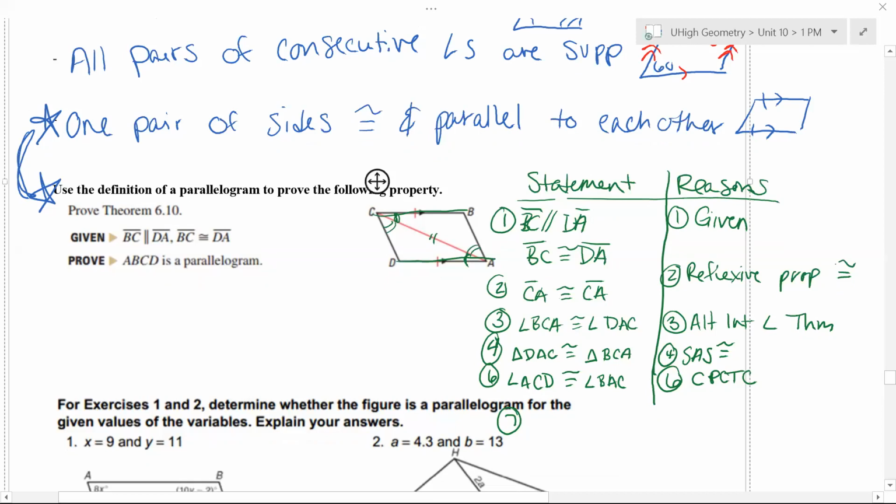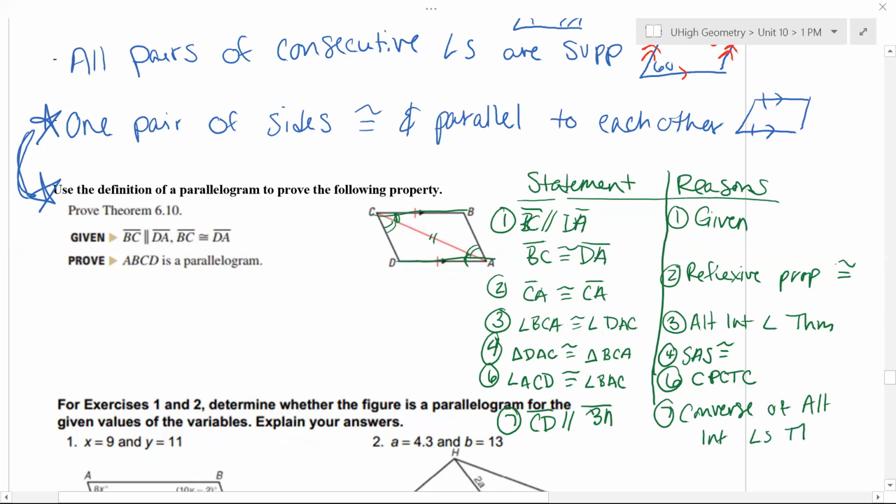Then for number 7, what I could say is that segment CD is parallel to segment BA, and my reason would be the converse of the alternate interior angles theorem. I somehow skipped number 5. It's all right. We're just going to keep going. We're going to just say the next one's 8.